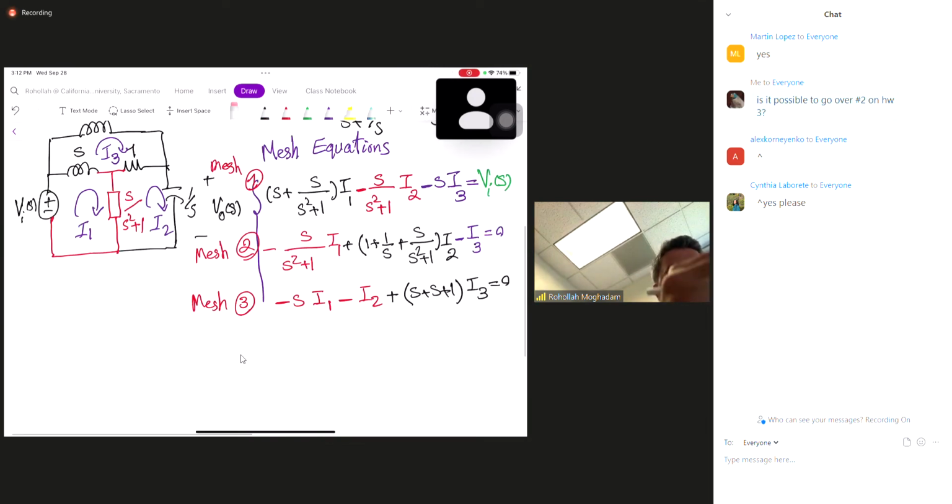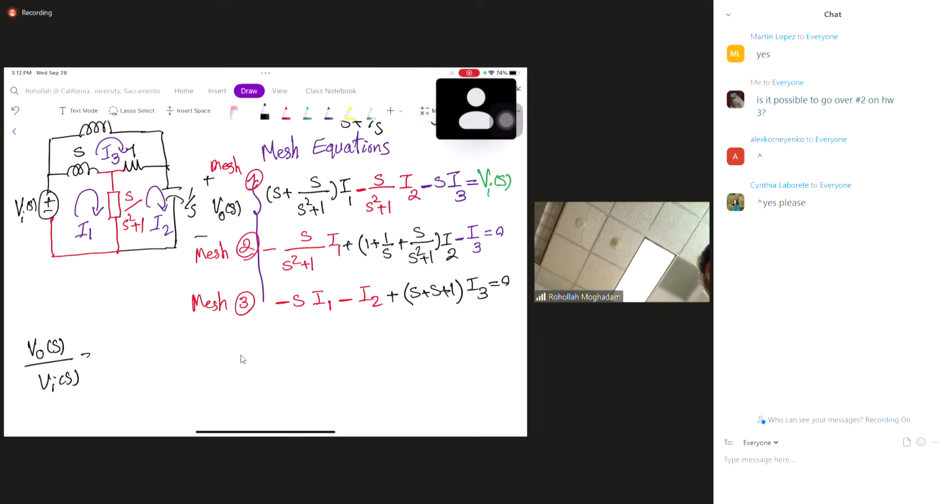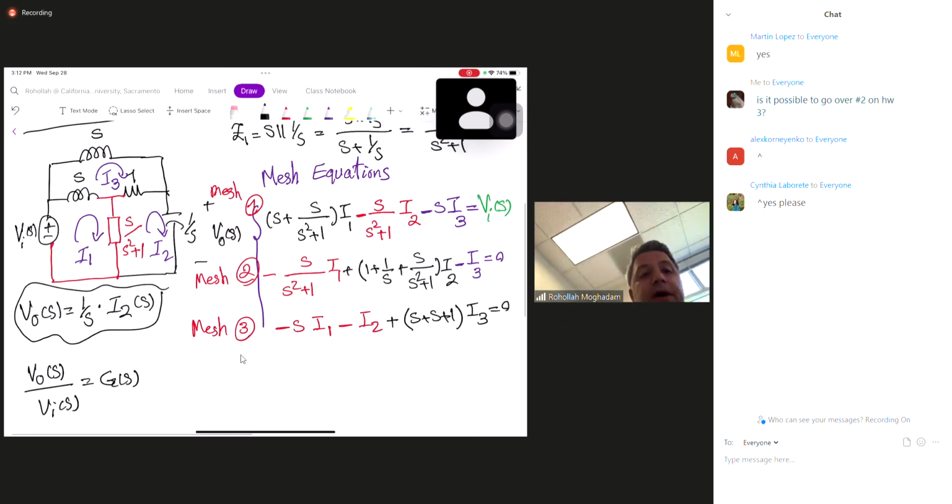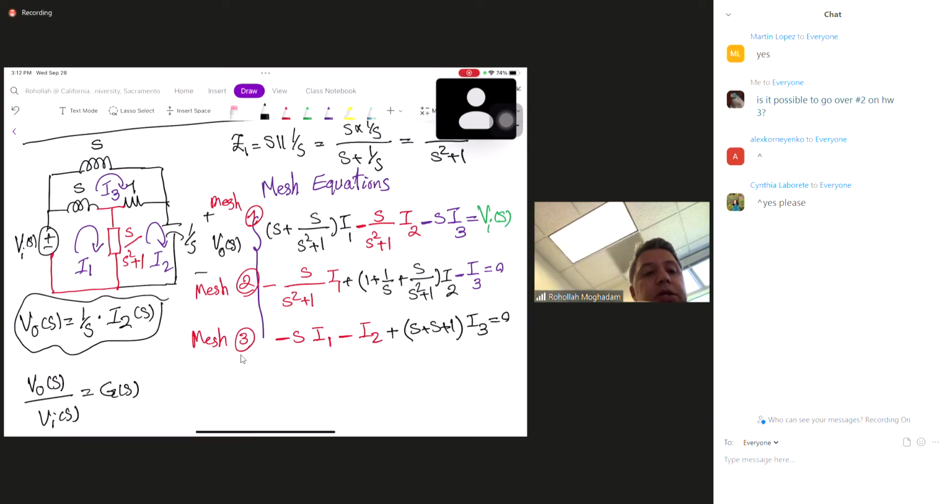VO of S over VI of S. Okay? This is the transfer function. And we know that VO of S is 1 over S times I2 of S. Okay, so the rest of them, you have found the main equations, equation 1, 2, and 3. So what you need to do is some mathematical calculation.